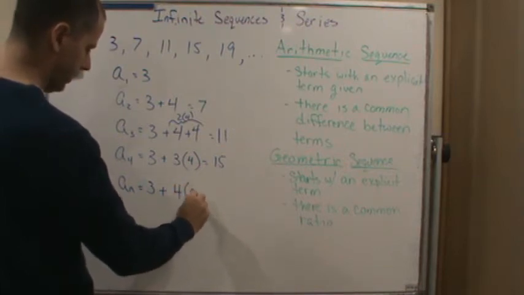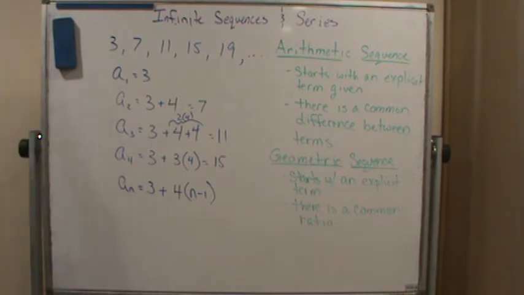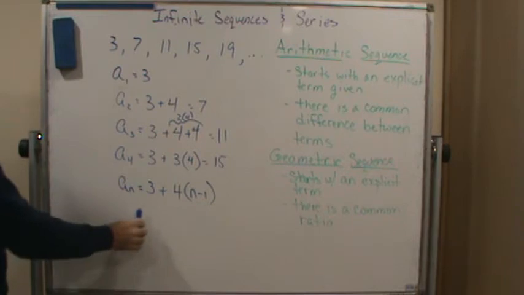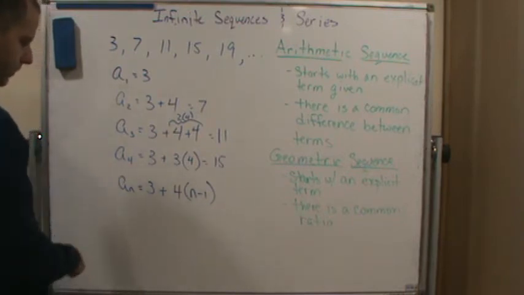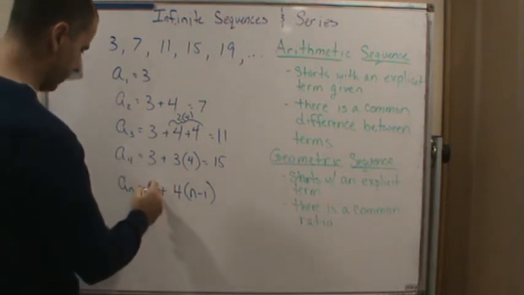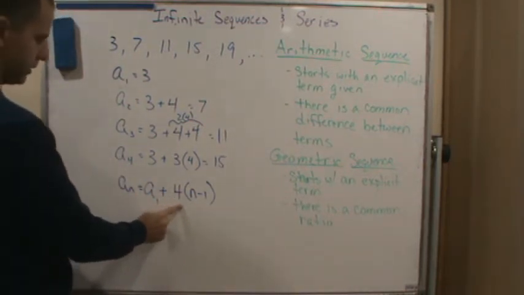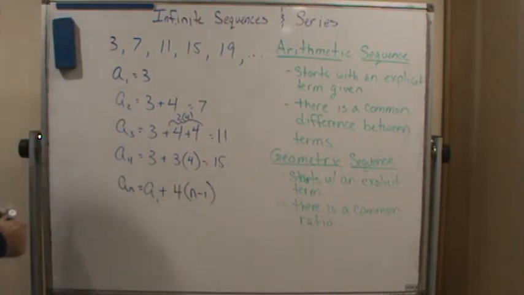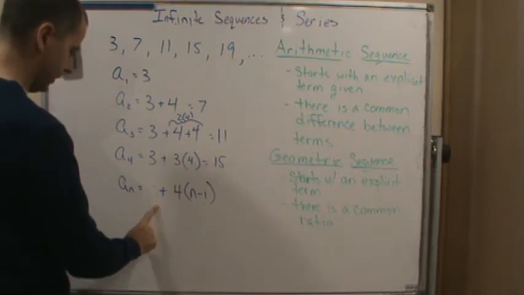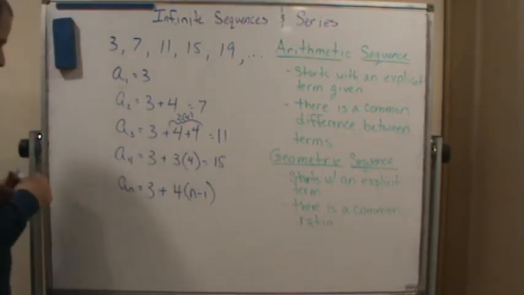Four times n minus 1. Okay, so I've got my starting term, or if you want, a sub 1, plus 4 times n minus 1. So in this case, it's given to us as 3.